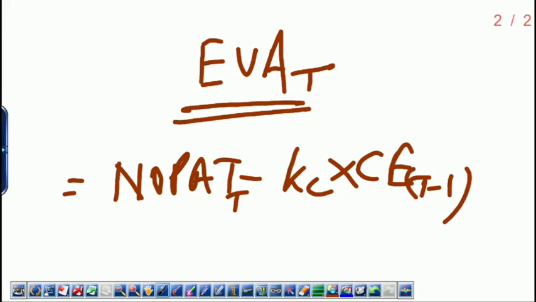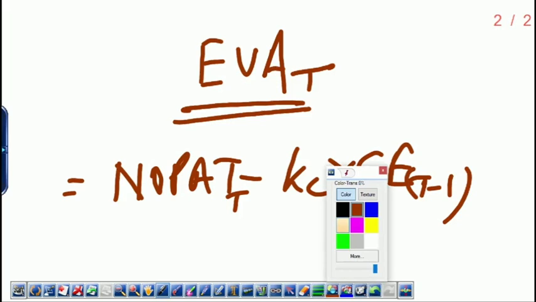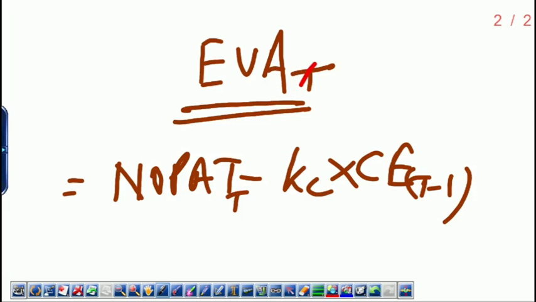However, I have in my life in CA seen only one sum where such information was given, so that you find out the Kc into last year's capital employed, and this year's NOPAT is then compared with that. Otherwise, in all other sums, I have not seen any focus on T and T minus 1.